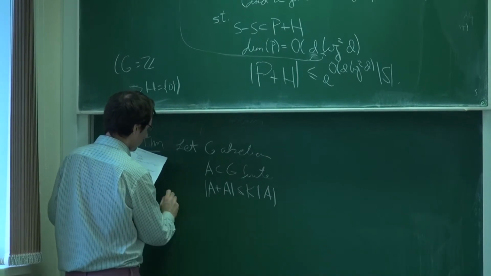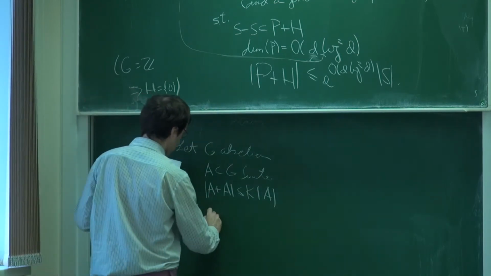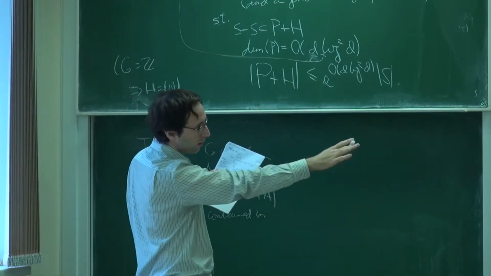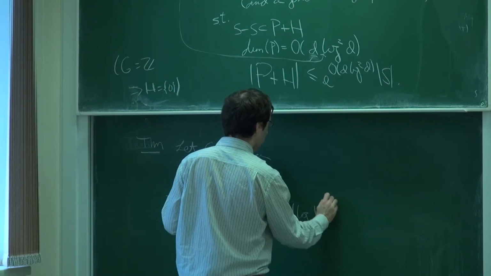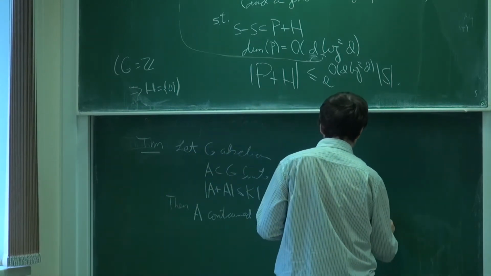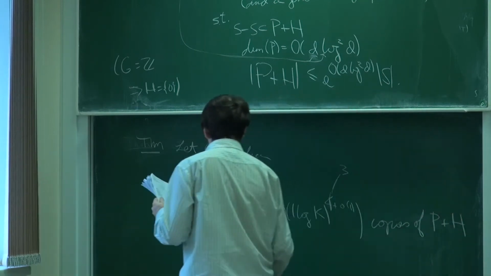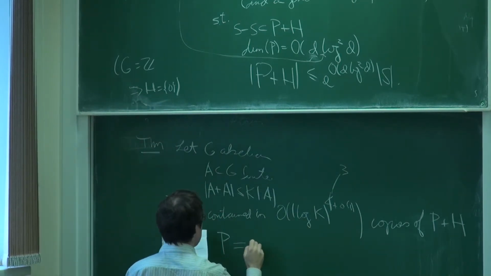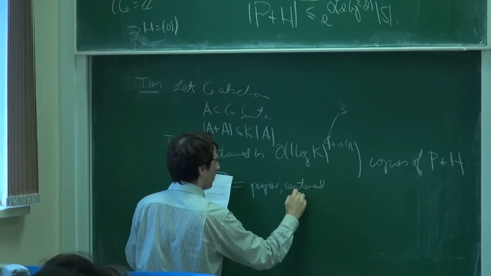So then A is contained in, well, just to write in words what I wrote before in symbols, in O of log K, for O of 1, though this can be 3, copies of P plus H. So I'm just putting together the two theorems, where P is a proper centered convex progression.